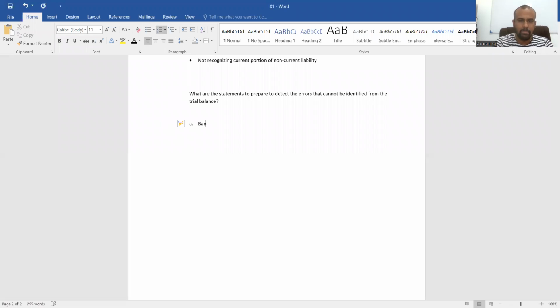We prepare what? Bank statement. That is why we prepare what? Bank reconciliation statement. To identify the errors that cannot be identified from the trial balance.